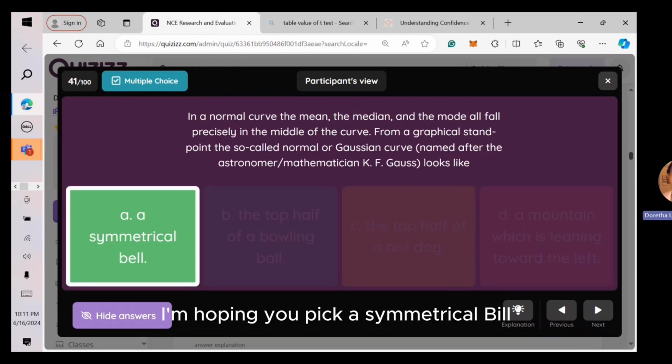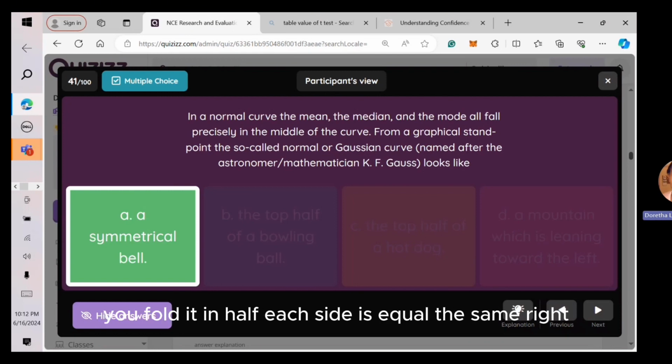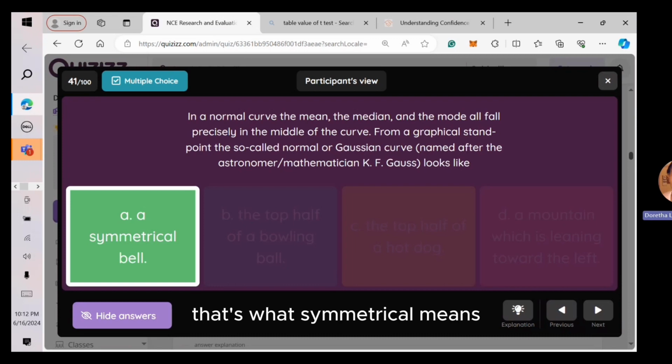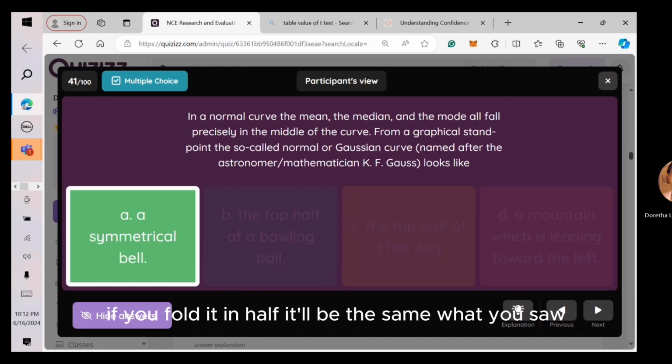I'm hoping you pick a symmetrical bell. So the idea is that if you take the normal bell curve, normal distribution, you fold it in half, each side is equal, the same, right? That's what symmetrical means. If you fold it in half, it'll be the same on each side.